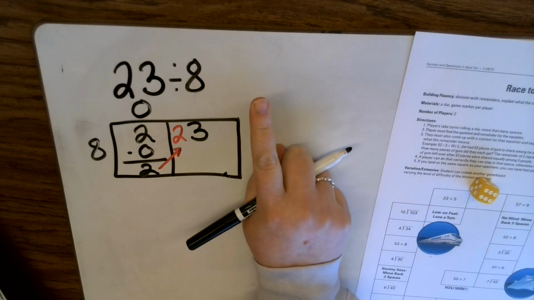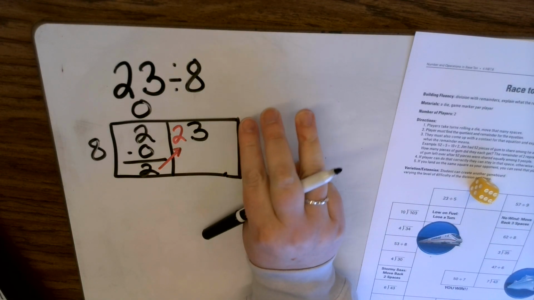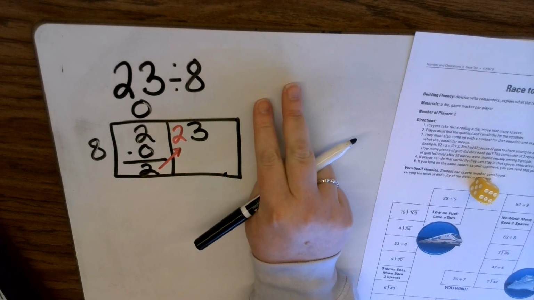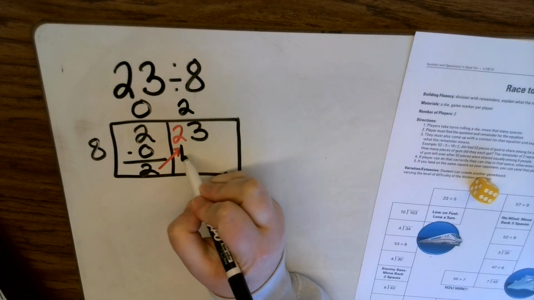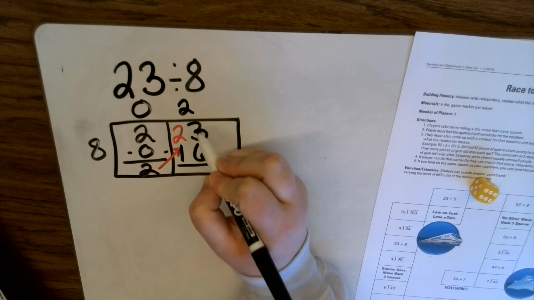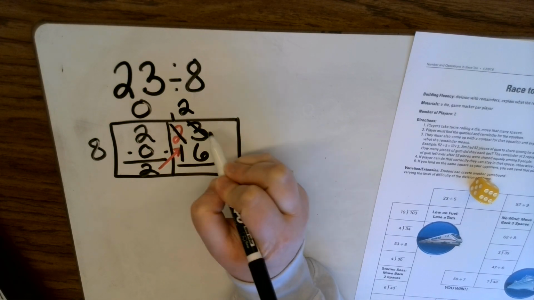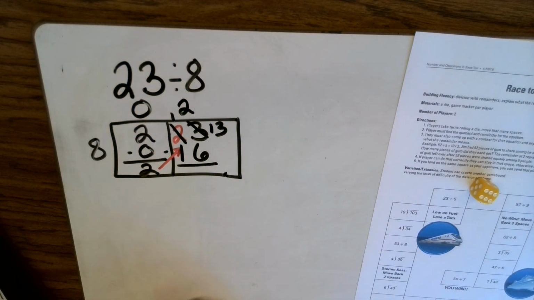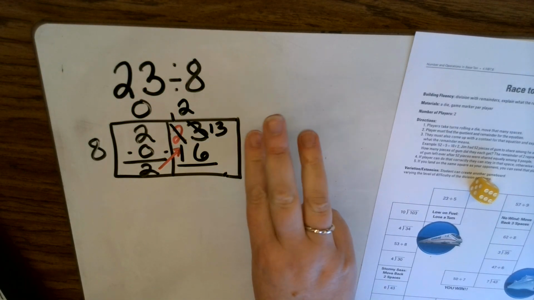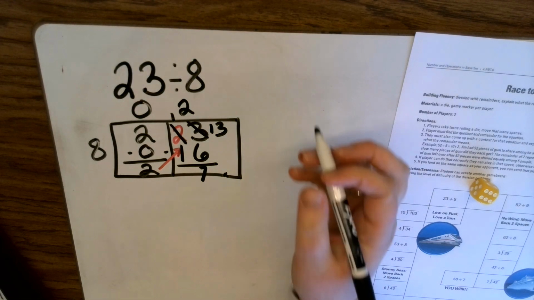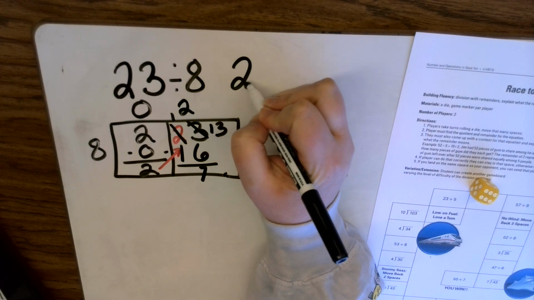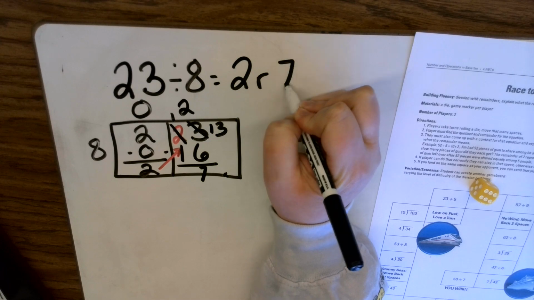Now, let's see, 8, 16, 24. 24 is too much. I'm going to back it up. 8 times 2 is 16. And I'm going to subtract that out. Let's see, 13 minus 6. 6, 7, 8, 9, 10, 11, 12, 13. 7. So I have a remainder of 7. My answer is 2 remainder 7.